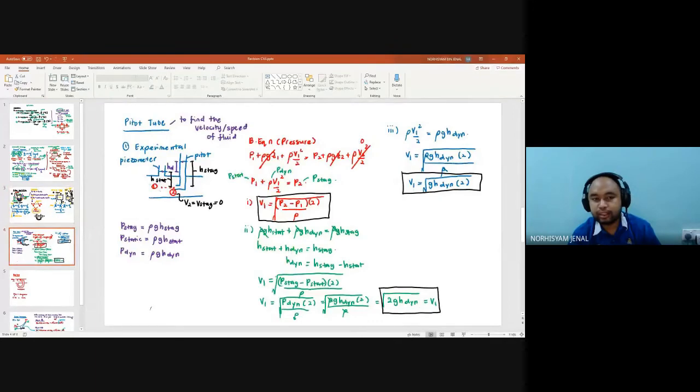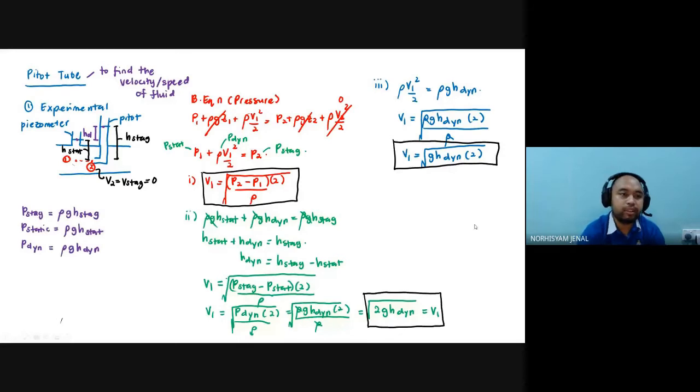Alright, so the next thing is we call it the pitot tube. Alright, another part of our study in terms of Bernoulli equation application. And this one is a bit tricky because rather than using the Bernoulli equation in terms of head, we use the Bernoulli equation in terms of pressure. Okay, so we have 2 types. Number 1 is more on experimental, meaning we have this apparatus over here. Flow is coming from left to right. Okay, and then we have one over here, piezometer, and then we have pitot tube.